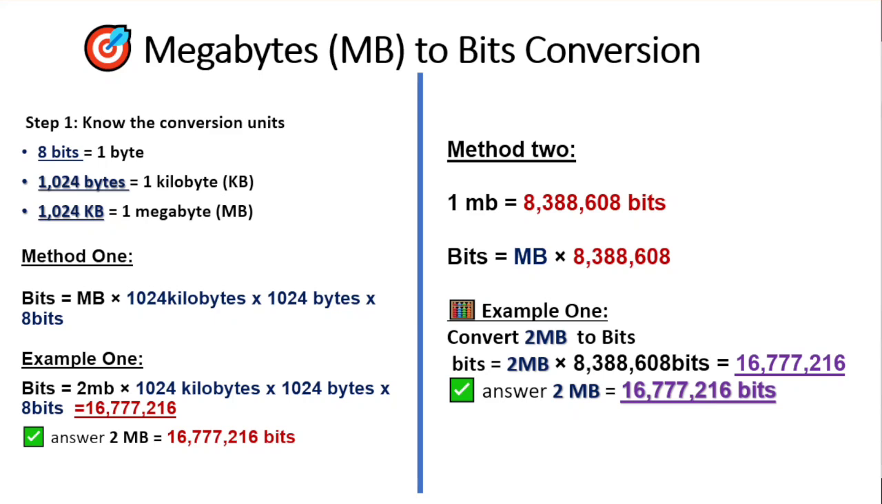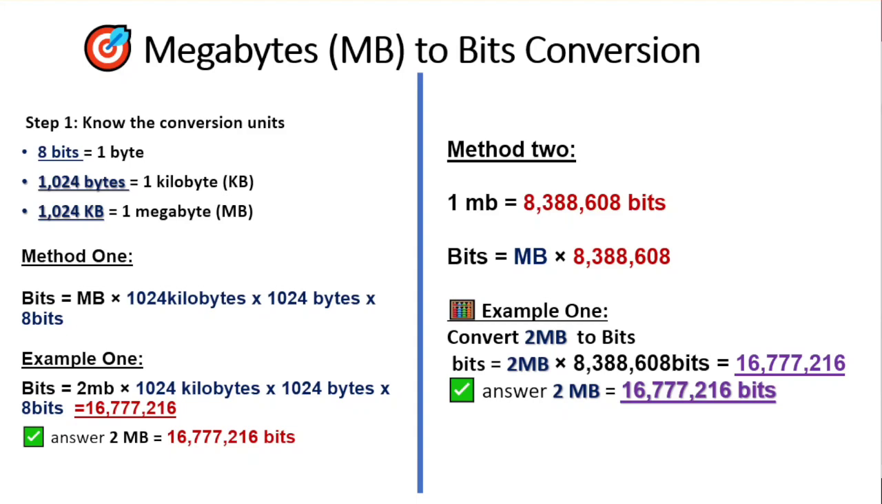Now they gave us an example here. They say convert 2 megabytes to bits. What we just have to do is 2 megabytes multiplied by 1024 kilobytes, multiply by 1024 bytes, multiply it again by 8 bits, which will give us 16,777,216. So 2 megabytes is equal to 16,777,216 bits. That is for method 1.